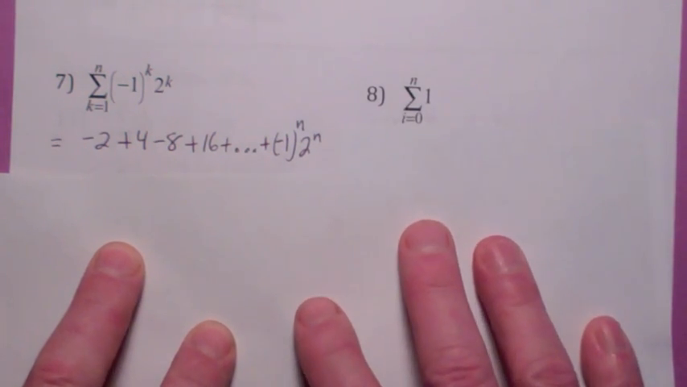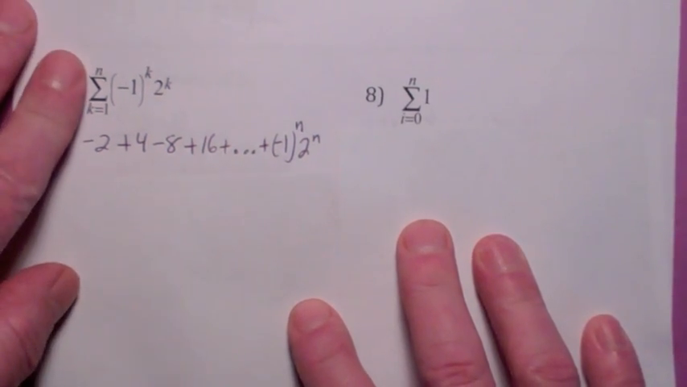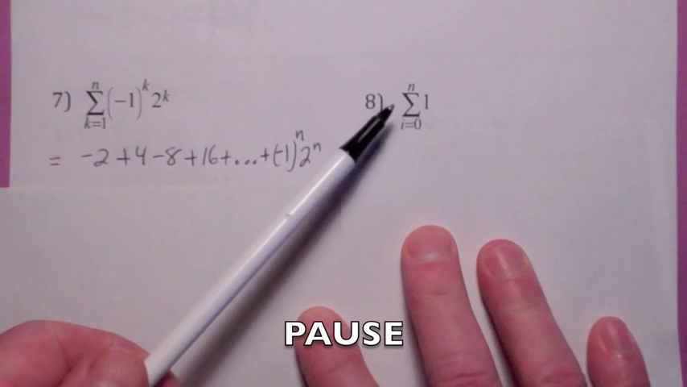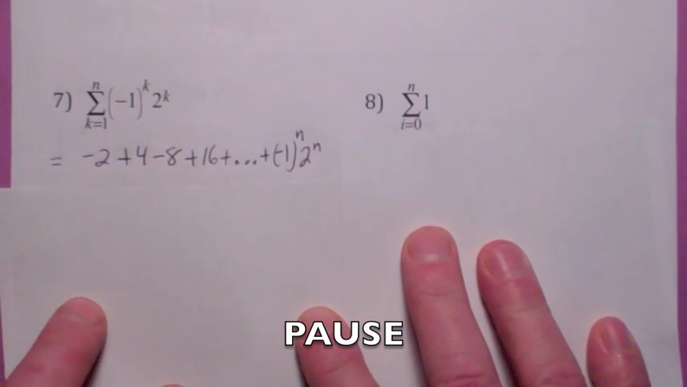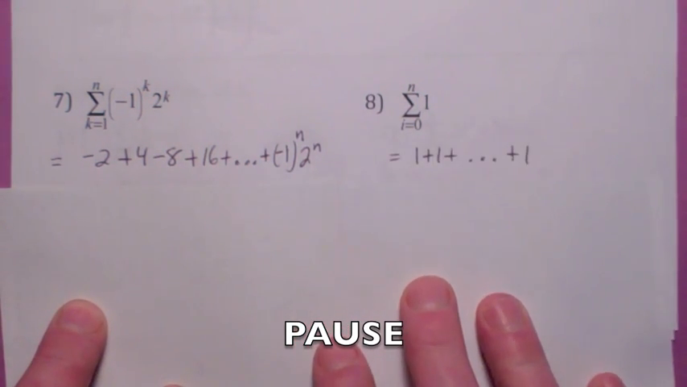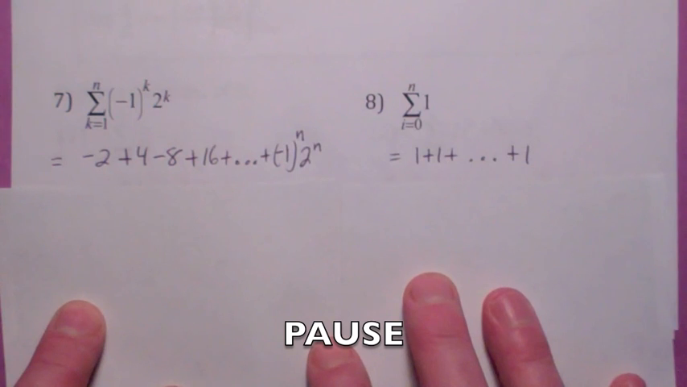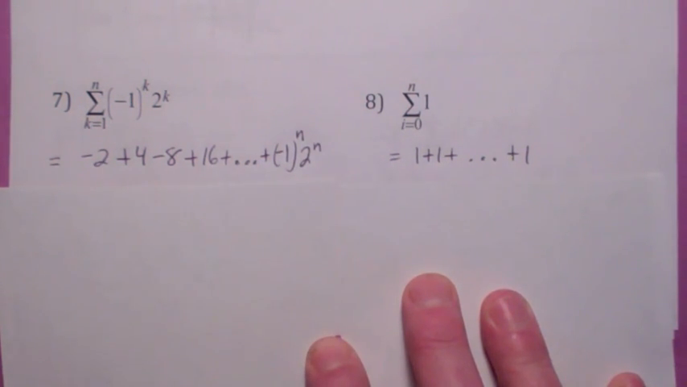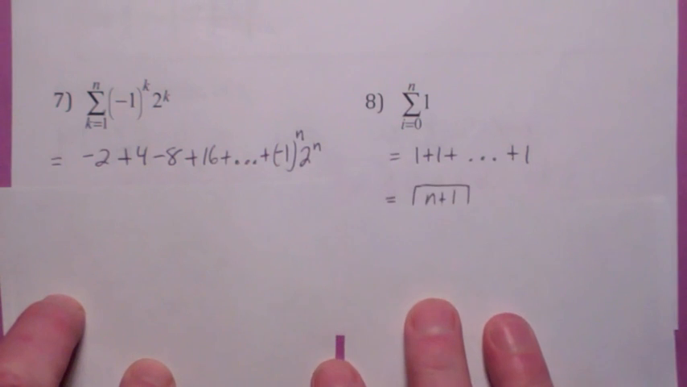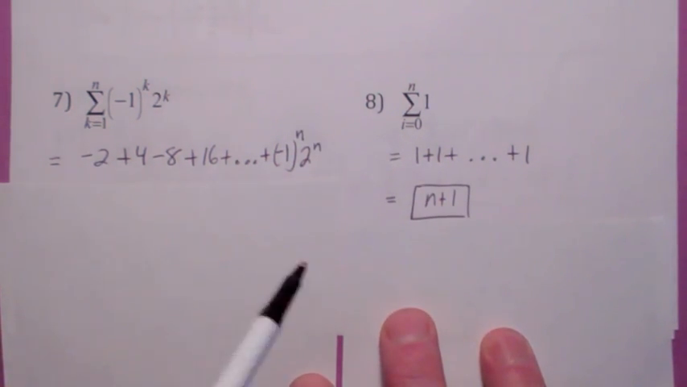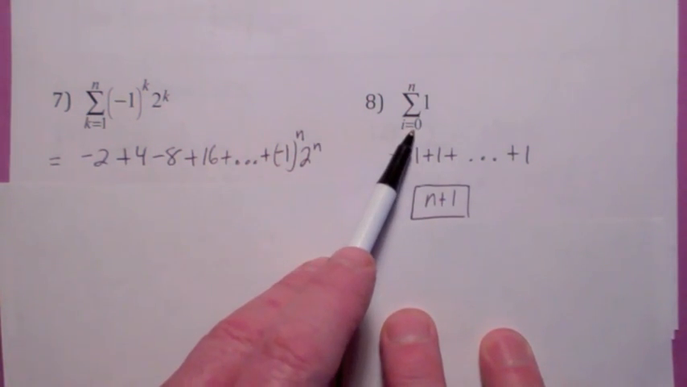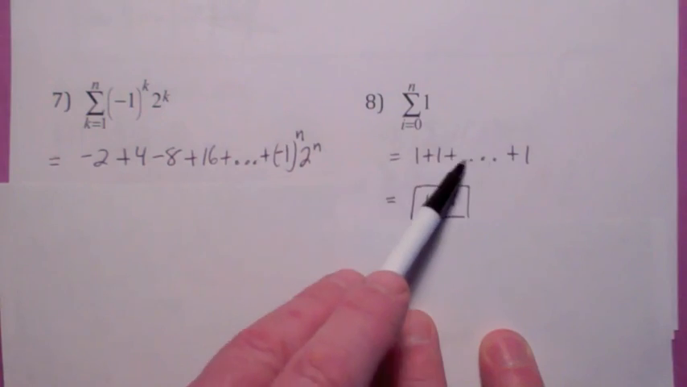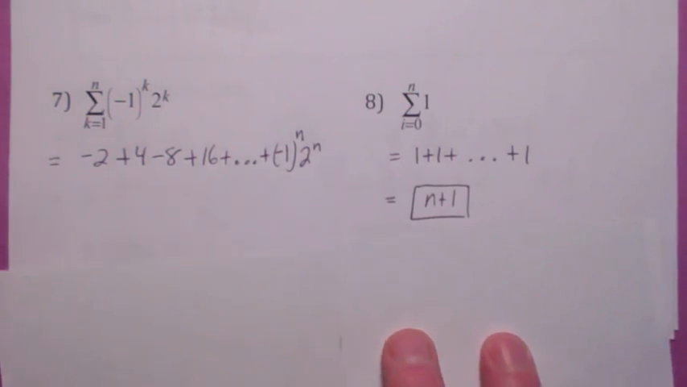Alright, see if you can do this one. See if you can figure out what this actually equals. The sum i equals 0 to n of 1. Hit the pause button. So you get this. Now my question, is this equal to n? The answer is no. It equals n plus 1. You see, because you start at 0, you actually have n plus 1 of these 1's added together. So that was sneaky, wasn't it?